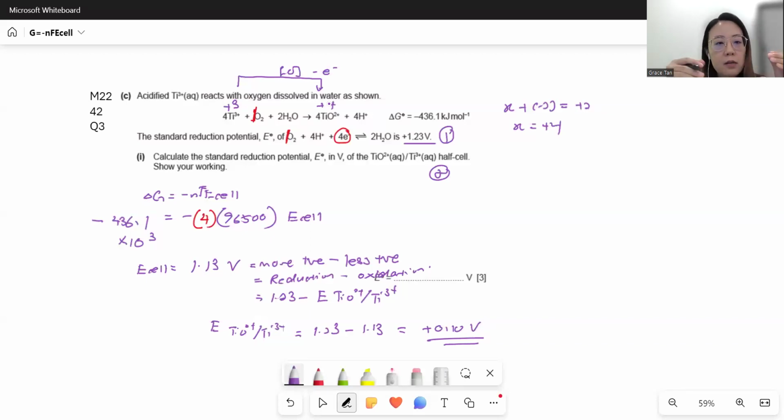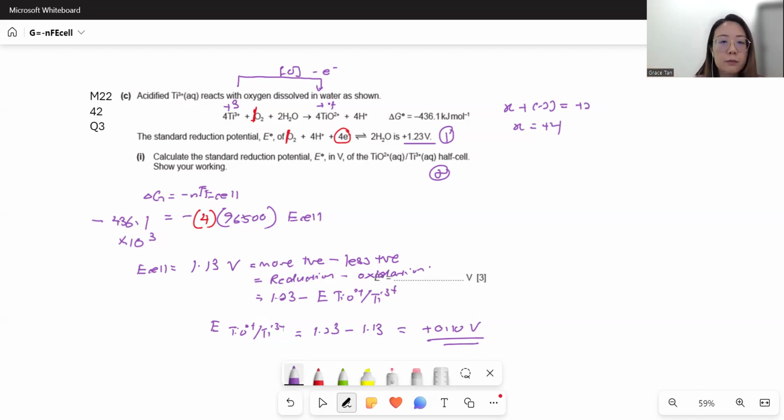You have to do it step by step. First, you need to know which is the reduction and which is the oxidation end, because otherwise with your 1.13 E cell, you don't know whether it is X minus 1.23 or 1.23 minus X. So there are many opportunities to make careless mistakes here.